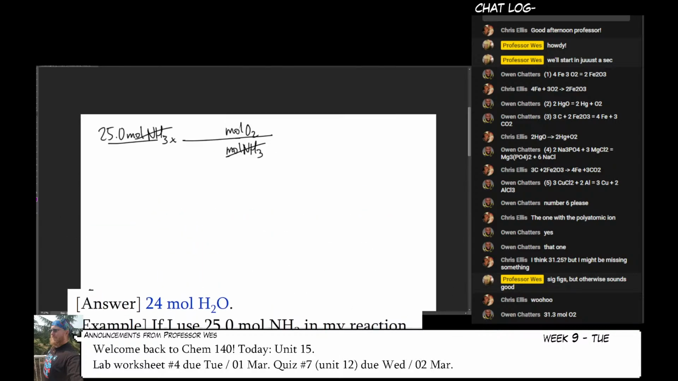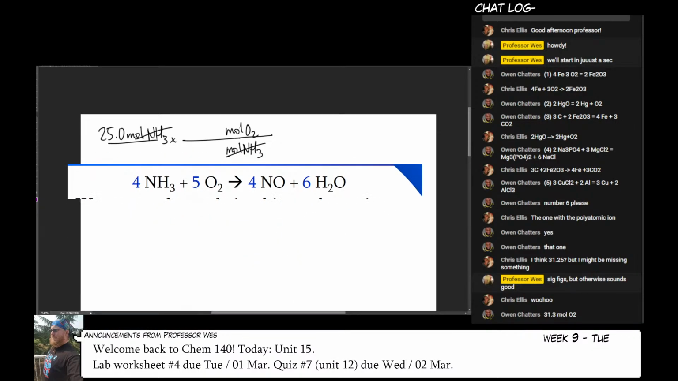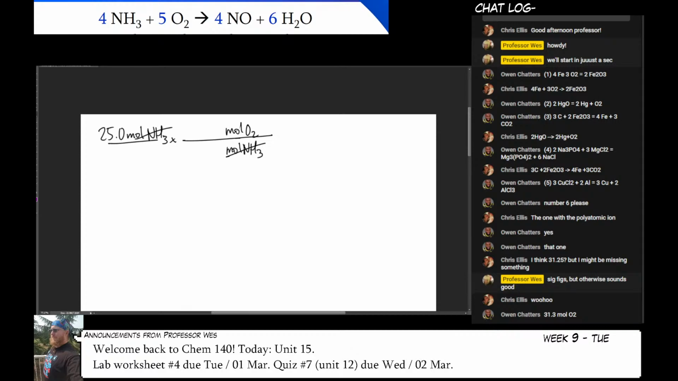I mean, I guess I could just do this now. So for every 4 moles of ammonia I put in, I also have to put in 5 moles of oxygen. And so that's 125 divided by 4, whatever that is. That's 125 divided by 4, Wes. What's wrong with you? And I get 31.3 moles of oxygen. Only 3 sig figs because that's how many I had with my initial number.